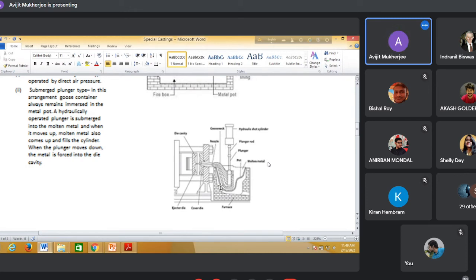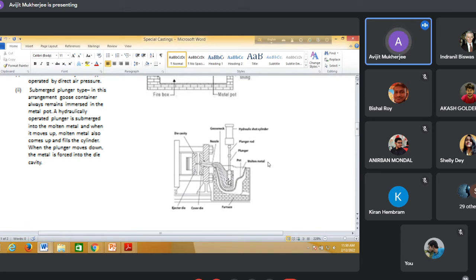Here, just observe, this is also a gooseneck. It is permanently fitted with this input. Here is the mold cavity, and here is a plunger, a piston cylinder type of arrangement. When this plunger moves up, it will attract molten metal. So this is a metal bath where the gooseneck is permanently immersed.